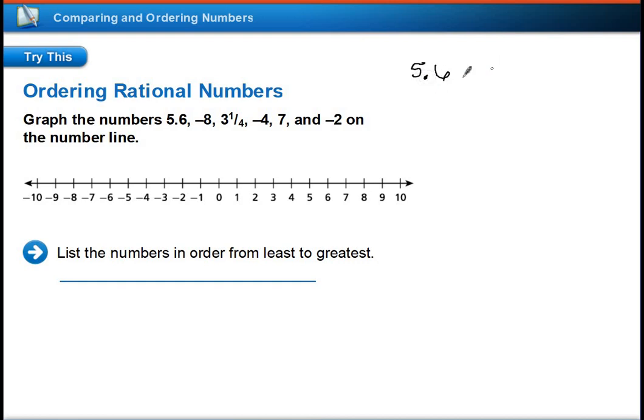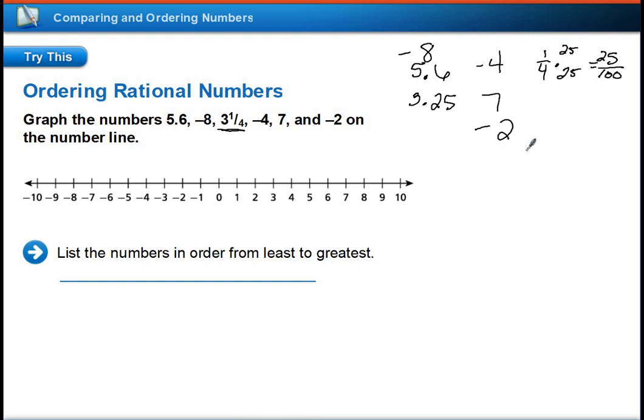And then I have negative 8, so I don't have to change that. Here, though, I have 3 1/4. So I'm going to take that 1/4, and multiply it by 25 on the bottom and 25 on the top, so I can get it to 100 on the bottom, and then it becomes 25 on top. So 3 1/4 is the same thing as 3 25/100. And then I have a negative 4, a positive 7, and a negative 2.